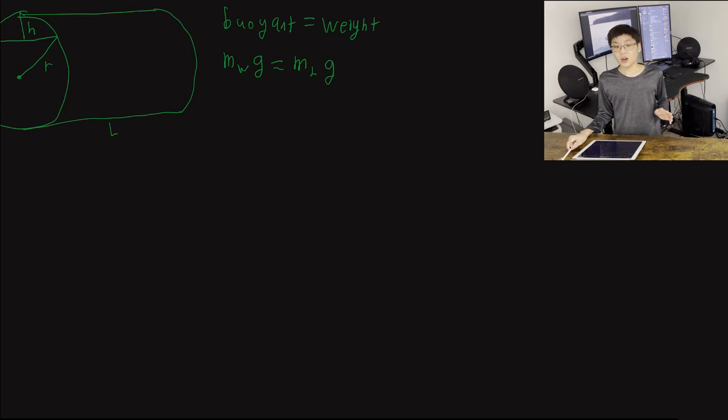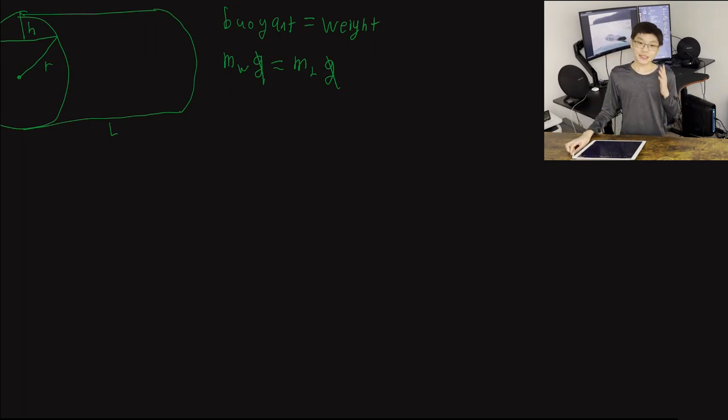Notice how there's a g on both sides. So therefore, if we divide both sides by g, the g disappears. So let's do that. So we divide both sides by g. So g is gone and g is gone. Okay, now let's pause and get a drink of orange juice, because why not? Okay, that's pretty good. Okay, so now we're left with the mass of the water, and this is going to be equal to the mass of the log.